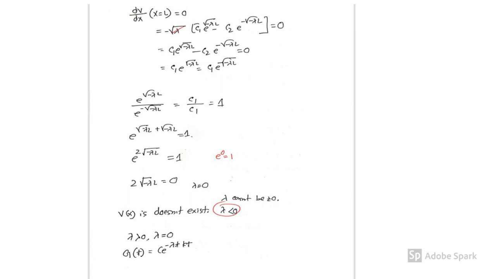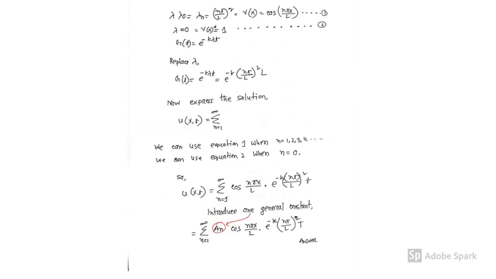So then if we do this, we get C1 e power of root over minus lambda L equal to C1 e power of minus root over minus lambda L, and finally because e power 0 equals 1, we get that the solution is zero. G(t) equals C e power minus lambda k t, because lambda is greater than 0 and lambda equals 0, and V(x) does not exist for lambda less than 0, which means lambda less than 0 doesn't exist.